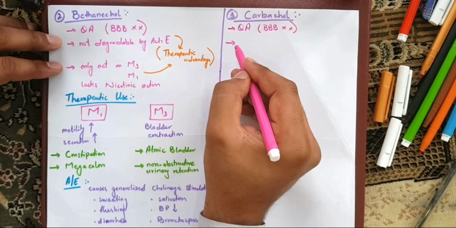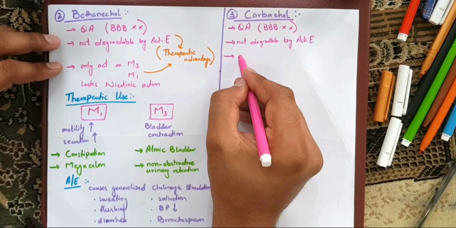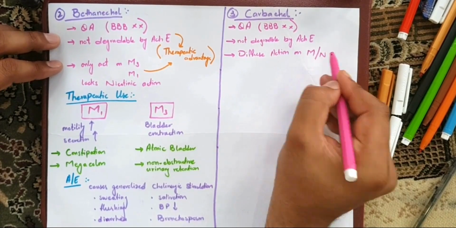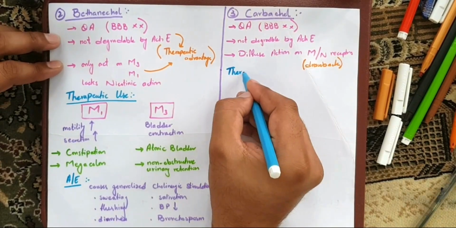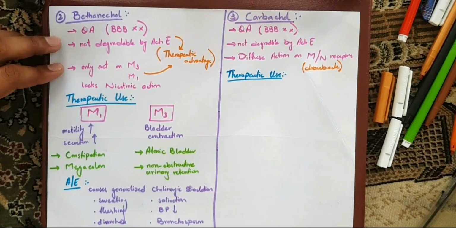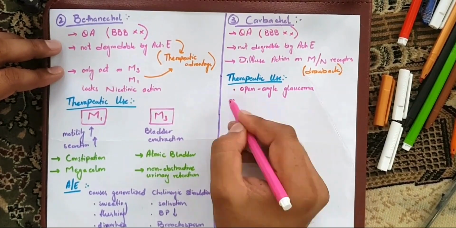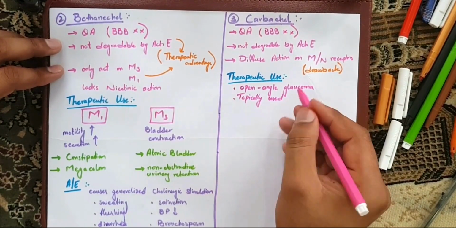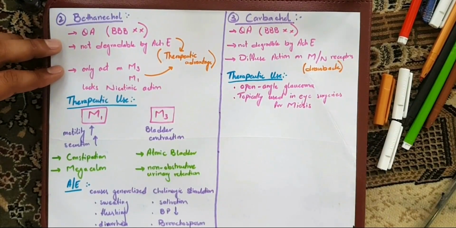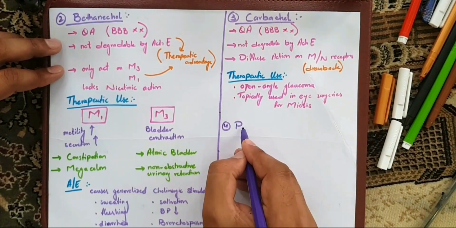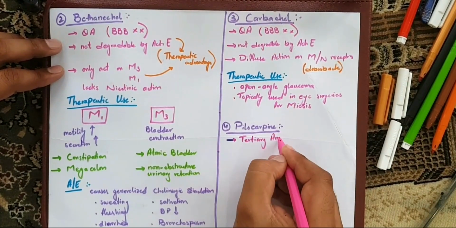Then we have the third drug called carbachol. Carbachol is also a quaternary amine, which means that it cannot cross the blood-brain barrier. It is not degradable by acetylcholinesterase, which again gives it a therapeutic advantage over some drugs. It also has a diffuse action on the muscarinic and nicotinic receptors, and sometimes that is not required, so it could be a drawback. That's why it is only used ophthalmically for open angle glaucoma, and it is used in major eye surgeries for inducing miosis.